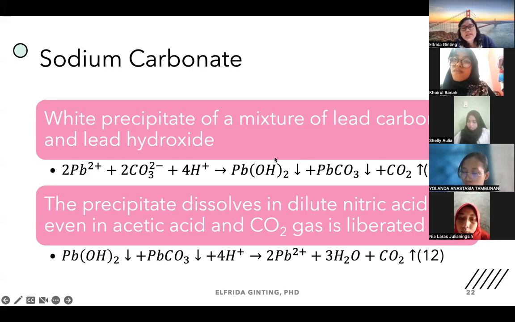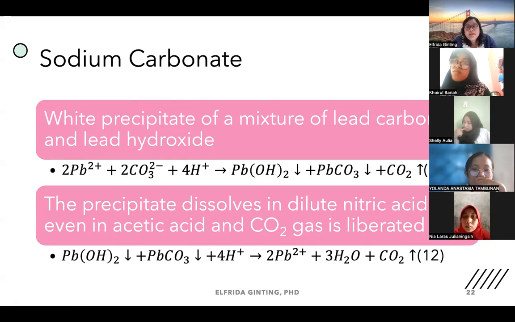I don't think you can differentiate these two precipitates, because it doesn't mention the color. Because this is sodium carbonate, right? We only want to analyze lead, so it doesn't matter whether it forms lead hydroxide or lead carbonate. I don't think you can differentiate because there is no different color, unless you use a certain instrument.